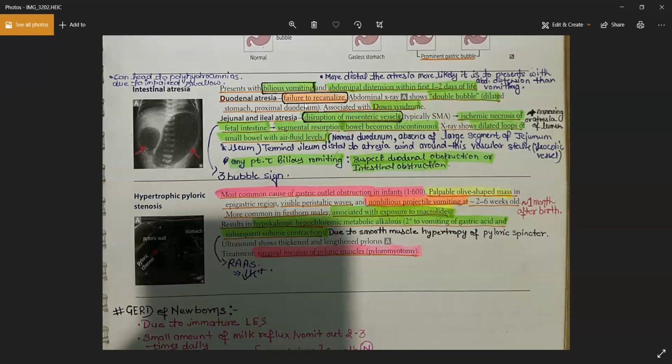In a normal situation, the fetus will have this blockage in the GI tract, in the duodenum, and that blockage must be recanalized before birth. If the failure happens, the blockage will persist, and that can lead to duodenal atresia. Any doubt?